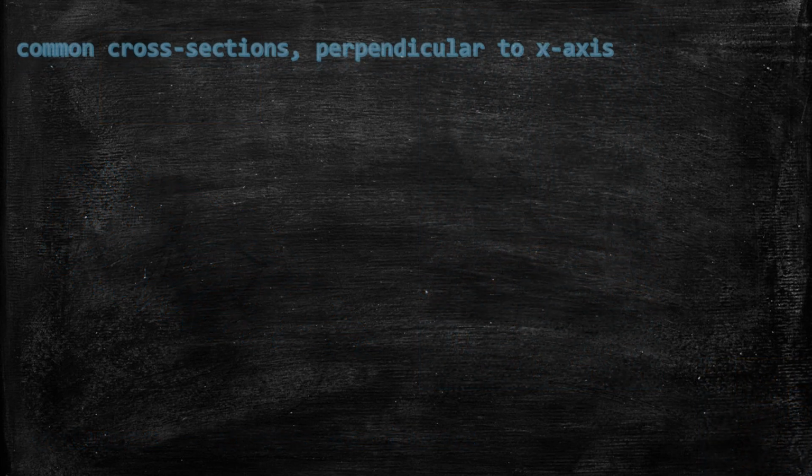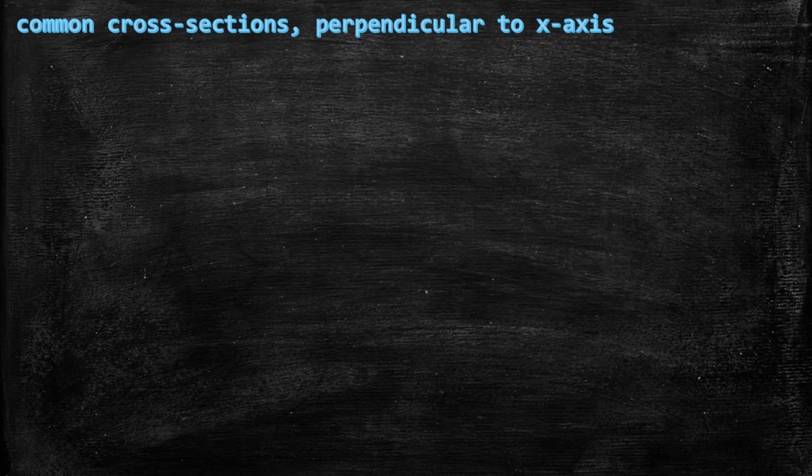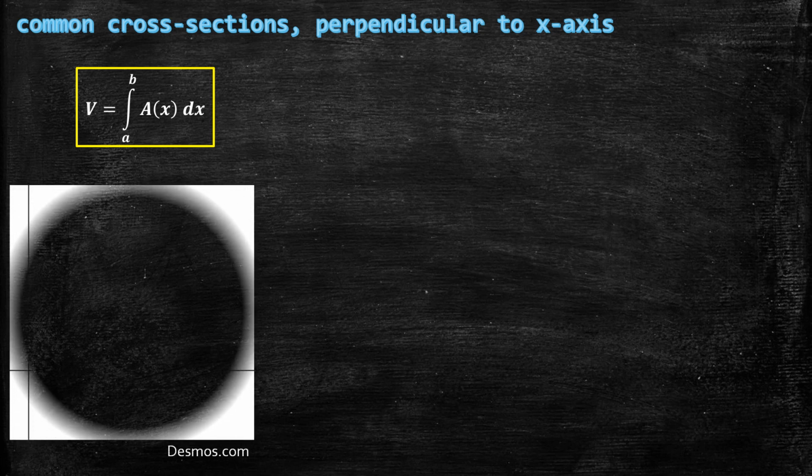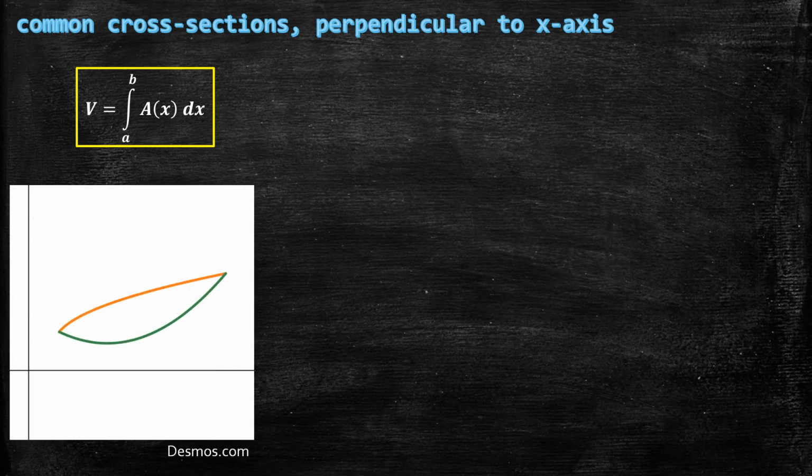So let's look at creating these 3D structures with some common cross sections that you will come across, and we will begin with making them perpendicular to the x-axis. Later we'll look at perpendicular to the y-axis, but this is a little simpler of a treatment. So there's our volume formula. And as you can see, we're going to begin to situate things in the Cartesian plane in order to be able to use our calculus formulas.